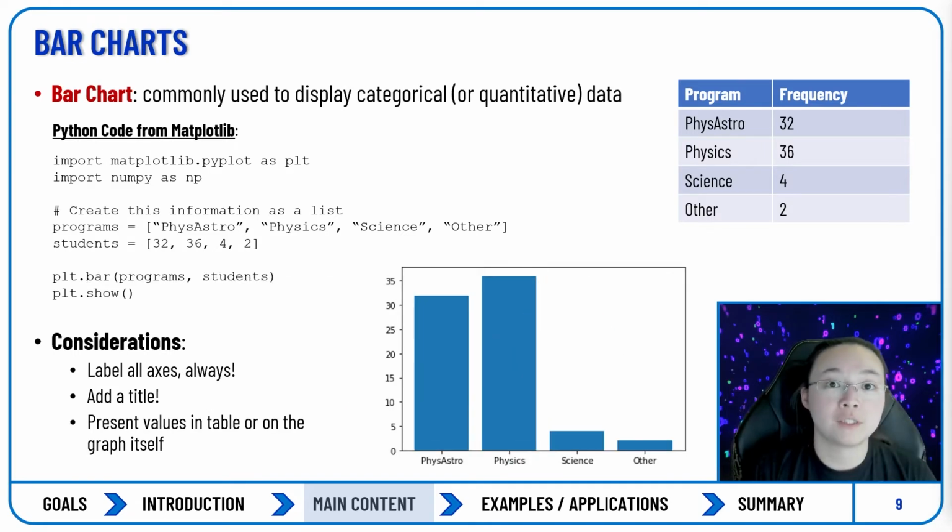So now we're going to move on to bar charts. Bar charts are usually more common just because they're used to display both categorical and quantitative data. For categorical data, your x-axis pretty much has no choice. It's going to be whatever categories you have. But if you have quantitative data, you can also create categories.